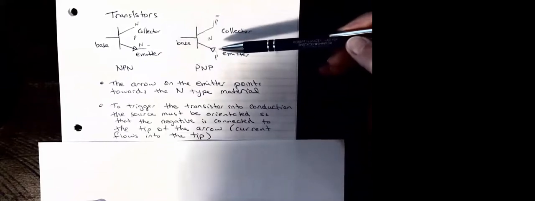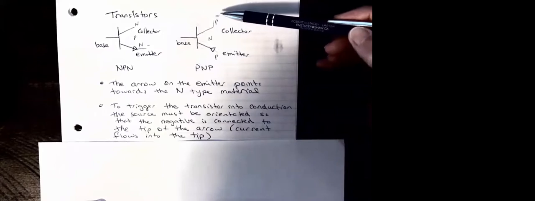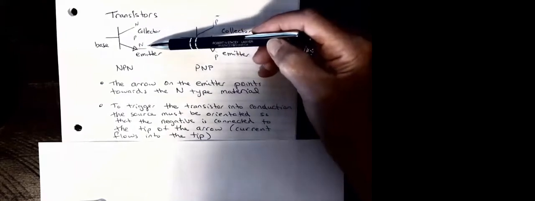Mathematically, this doesn't make a difference, but the important thing is that in order for the transistors to be triggered, we have to make sure that the power supply, the negative and the positive, are orientated correctly with respect to the negative material. So current has to flow into the tip of that arrow. So for example, the negative of the power supply would be here, the positive would be here, current would be flowing into the tip if we're using electron flow. And over here, the negative would be up here in the collector, and current would be flowing down into the tip of that arrow. And that's to trigger conduction.